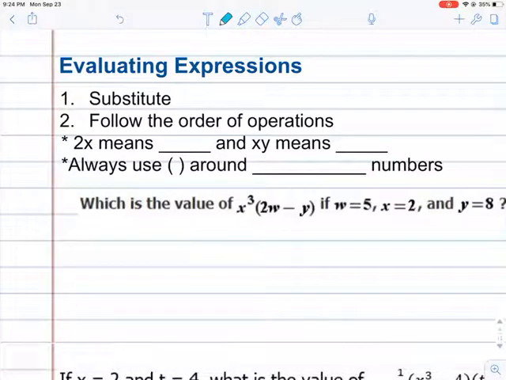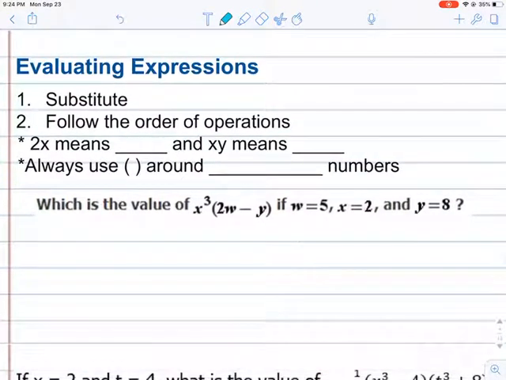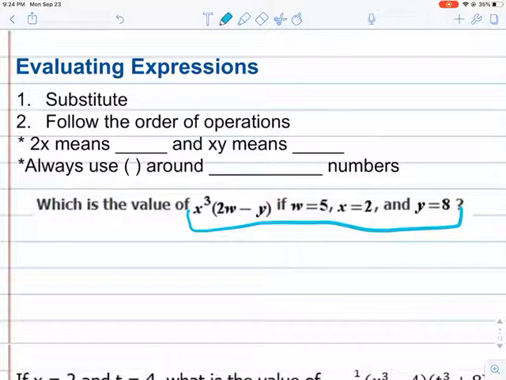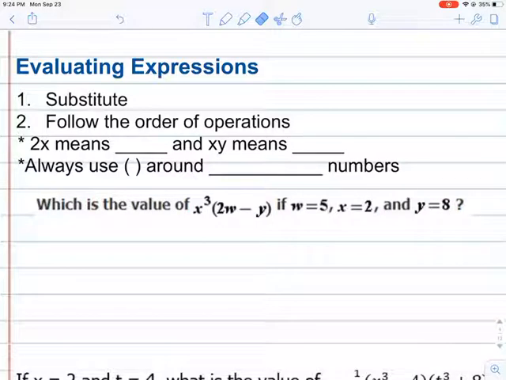Hello, this is going to be a video to go over evaluating expressions given replacement values. So we're looking at some problems that have different variables in them, and what we're going to be doing is taking the variables that are in there and replacing them into the expression and then simplifying it to a numerical value.